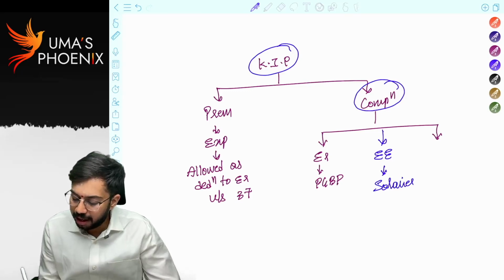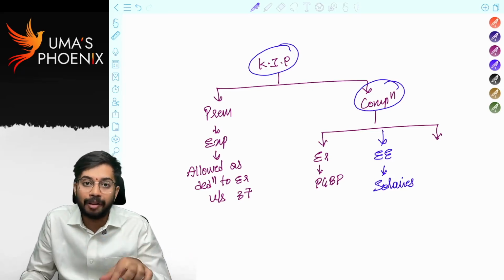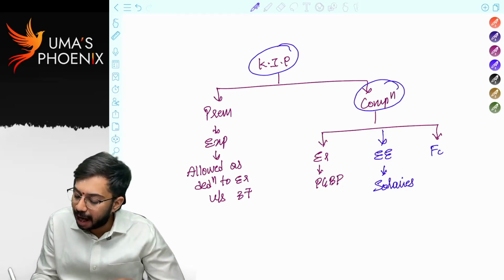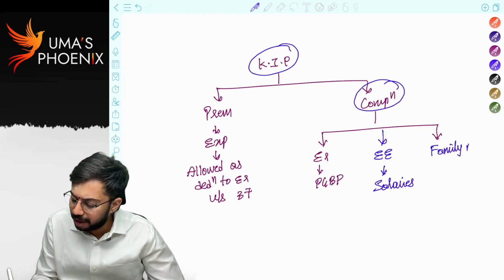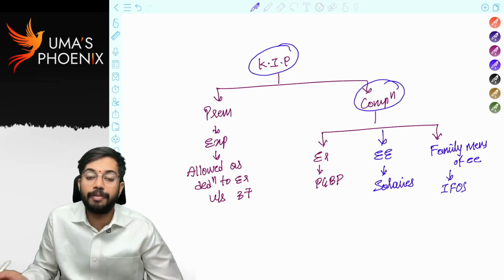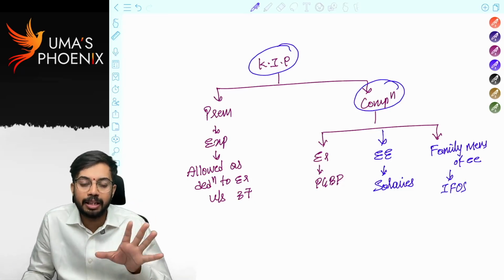If the employee died, after the death of the employee, keyman insurance policy compensation is received by family members of the employee. For family members of the employee, keyman insurance policy compensation is taxable under the head income from other sources. This is a simple chart with regard to keyman insurance policy.